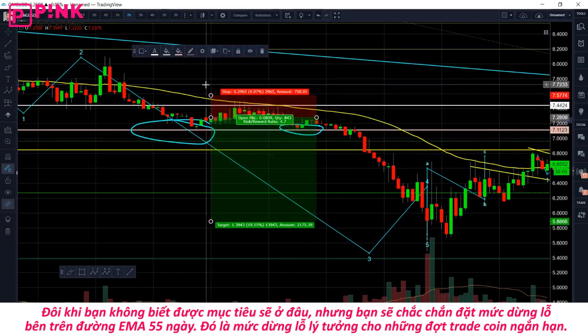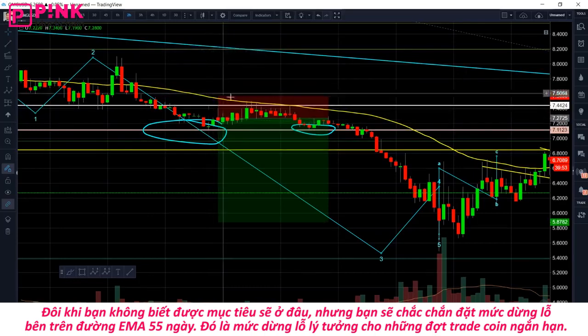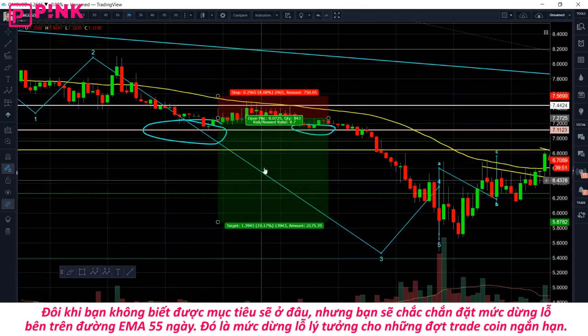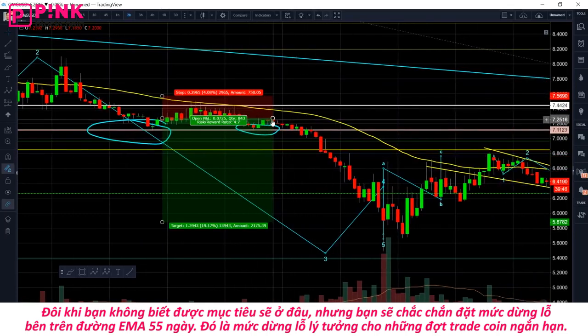know where your stop loss is. And the stop loss after this candle, I would have gladly placed above the 55 EMA. And above the 55 EMA is a great place to always place it for the short term.